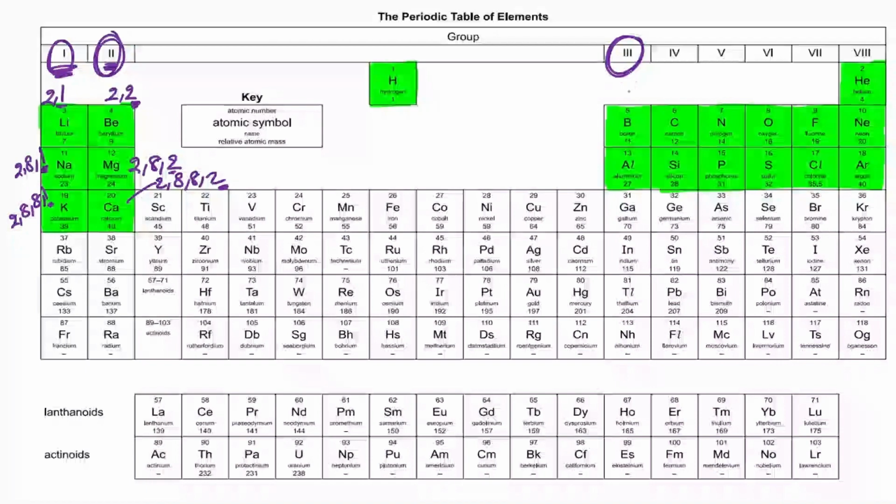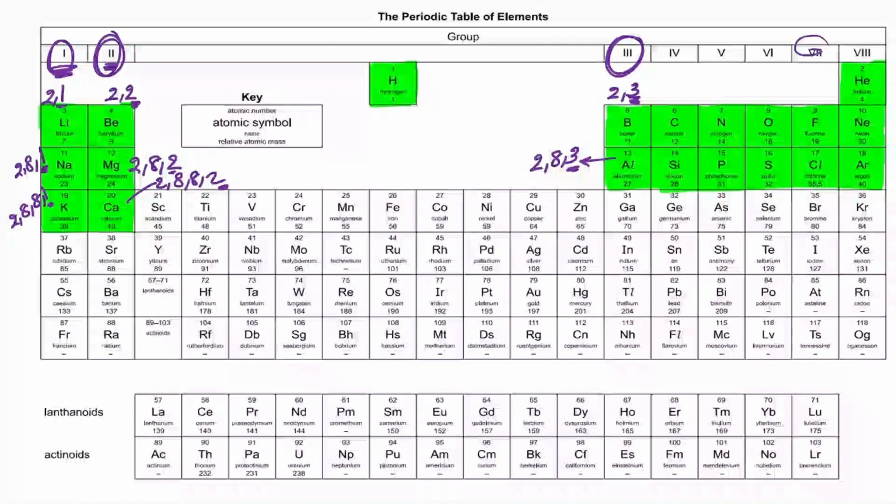Also group 3, we have here 2-3. Aluminum 2-8-3. Here also the group number is equal to the number of the outer shell electrons. We will find this up till group 7 elements.